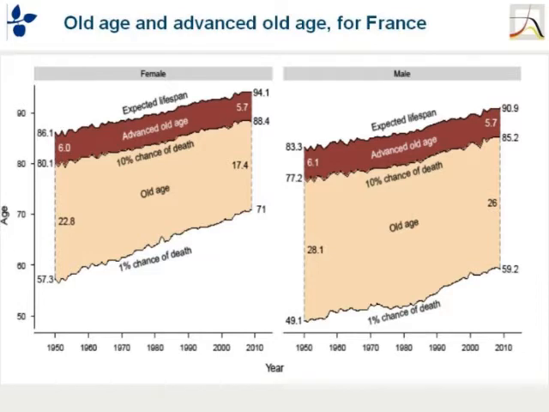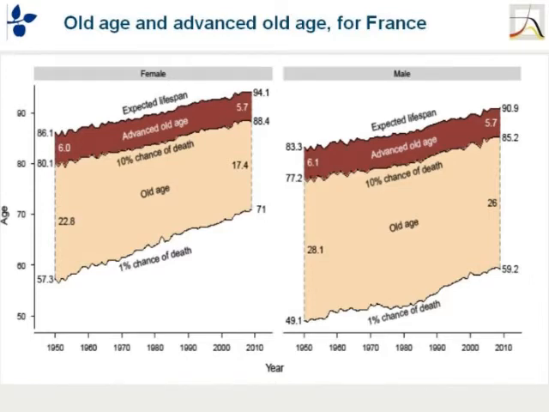And then what I did is I calculated the gap between the age at which you have a 1% chance of death and the age when you have a 10% chance of death, and I called that old age. And you can see that the duration of old age has gone down from about 22.8 years to 17.4 years. There's been some compression of the period of old age. And then on the top, I calculated remaining life expectancy for people who reached the age at which the chance of death was 10%.